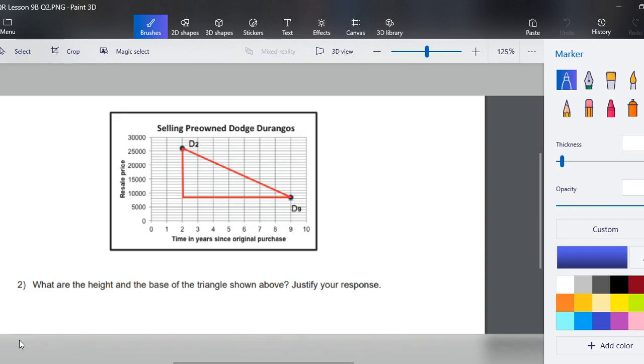This is a great time to hit pause and go ahead and look at at least question 2 and maybe questions 2, 3, and 4. And then when you're finished with those, come back and we can walk through them together.